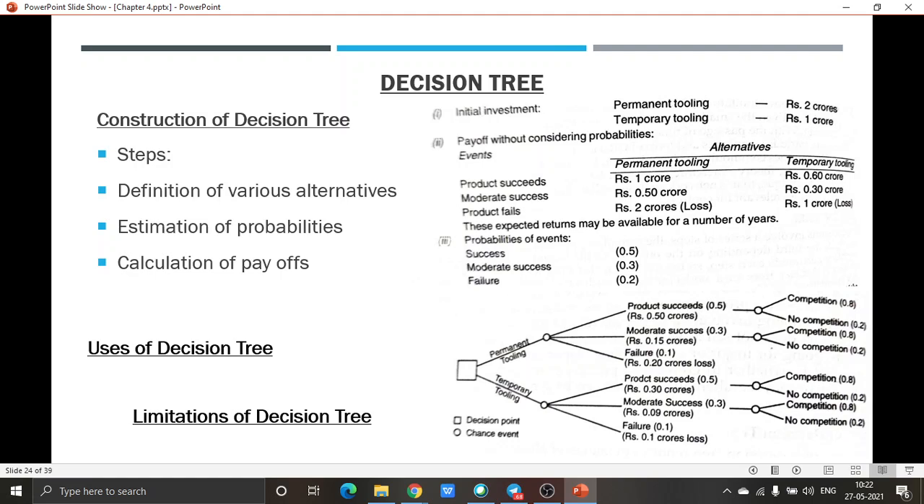Now, these expected returns may be available for a number of years. And they have also given the probability of events. That is to tell, there is a 50% probability that the product succeeds, a 30% chance that the product might have a moderate success, and a 20% chance that the product may fail. So this is shown in terms of a table. Now, this can also be drawn in the form of a decision tree.